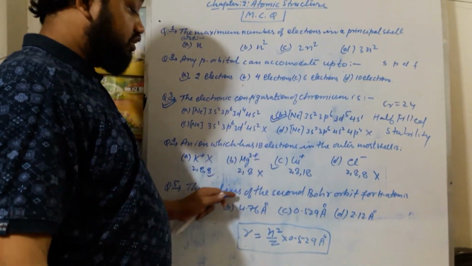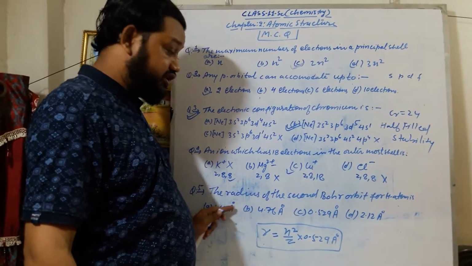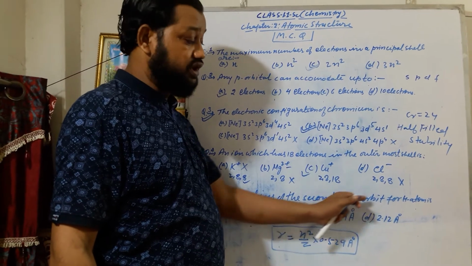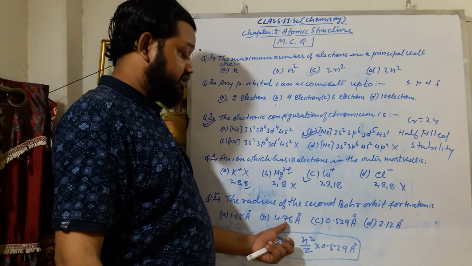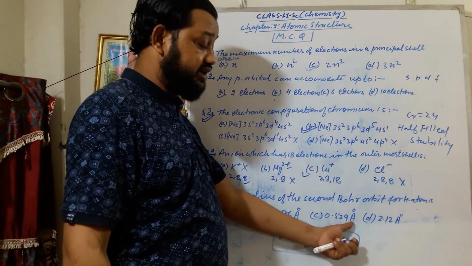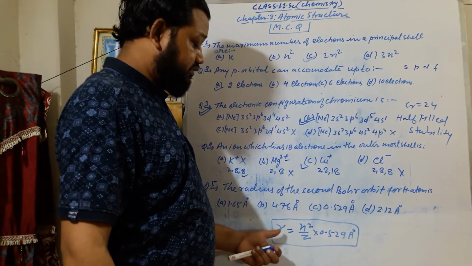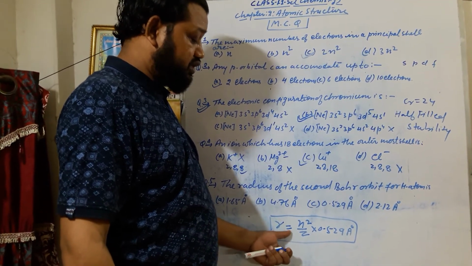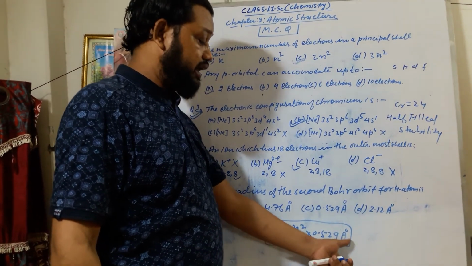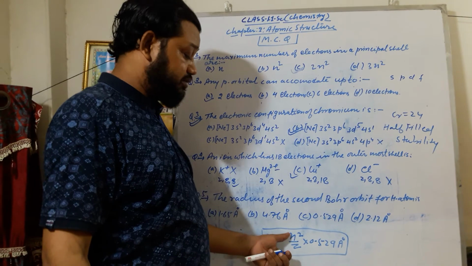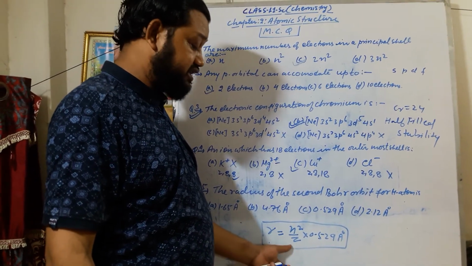Now, the radius of the second Bohr orbit for hydrogen atom is. Students, your options are 1.65 angstrom, 4.76 angstrom, 0.529 angstrom, 2.12 angstrom. For such a question, we will use the formula radius equals n square upon Z into 0.529 angstrom. Students, n is the number of the Bohr orbit, and Z is the atomic number.